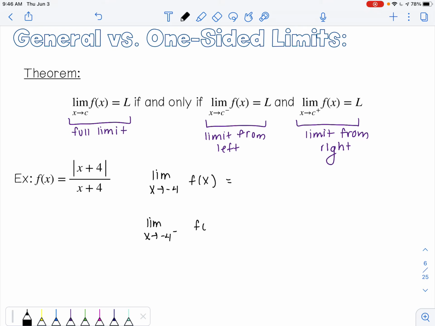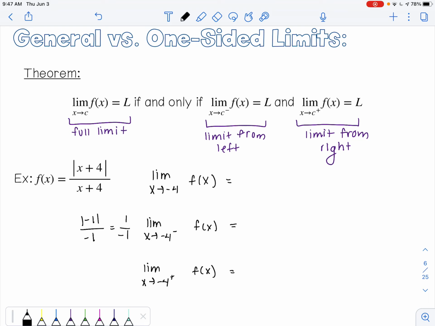In other words, we want to evaluate the limit as x approaches negative 4 from the left and as x approaches negative 4 from the right. Let's do the left first. Numbers from the left are like negative 5, negative 4.9, negative 4.8, getting closer and closer to negative 4 from the left side of the number line. If we plug in negative 5, I would get the absolute value of negative 1 over negative 1. That gives positive 1 over negative 1, which is negative 1.